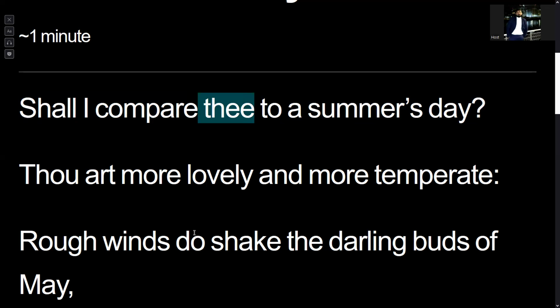which is again far more intimate, far more romantic, far more engaging than if the poem was to say, shall I compare her to a summer's day, and so on. Because that's something else to notice also, the pronoun use. You, in other words, the.